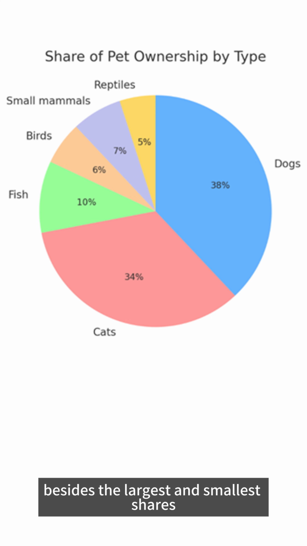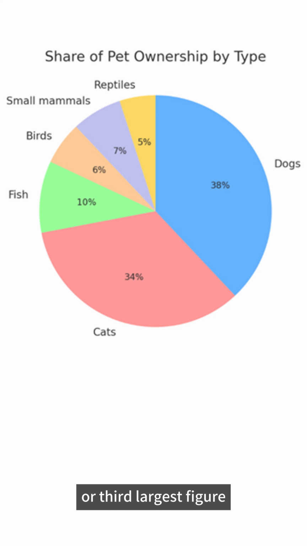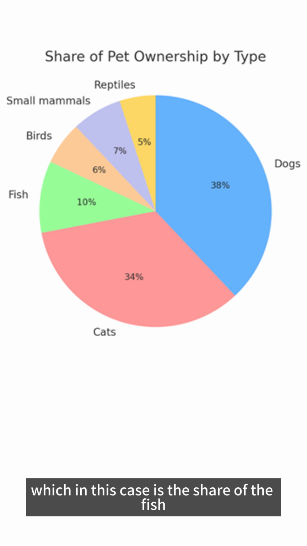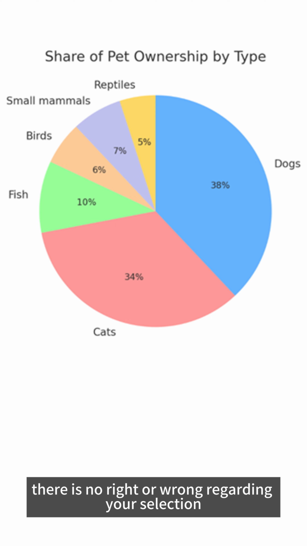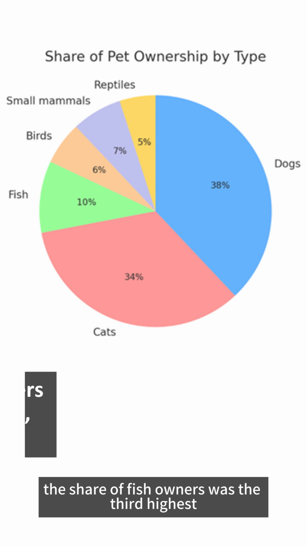Besides the largest and smallest shares, we can also describe the second or third largest figure, which in this case is the share of the fish. Remember, there is no right or wrong regarding your selection as long as it is worth describing. The share of fish owners was the third highest, standing at 10%.